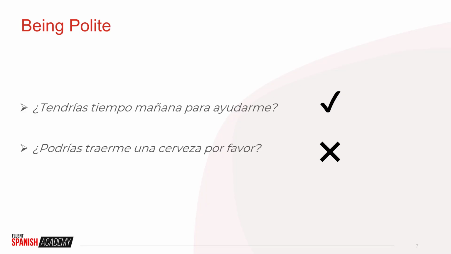Here's a very common situation when you're out at a restaurant or a bar. ¿Podrías traerme una cerveza, por favor? Could you bring me a beer, please? So here you're using the conditional, podrías, to make can you into could you, and to instantly make the sentence more polite. So let's go full circle back to our original example.